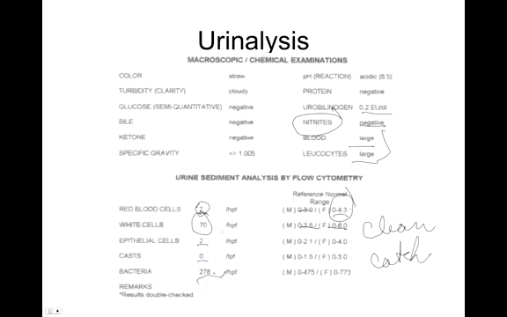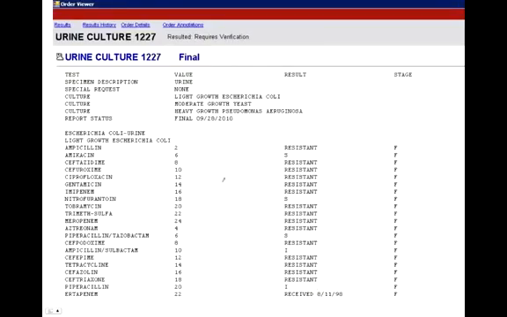No cast, lots of bacteria. They looked at this microscopically, so this indicates a urinary tract infection, UTI. And here's what a urine culture looks like. So again, they've got moderate growth of yeast, Pseudomonas, and E. coli. So E. coli and Pseudomonas are common urinary tract pathogens.